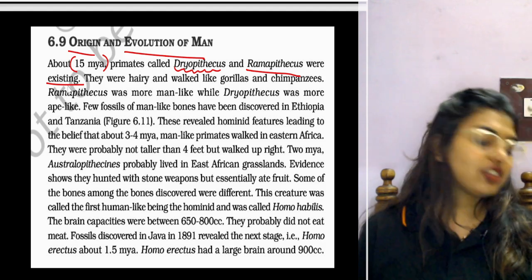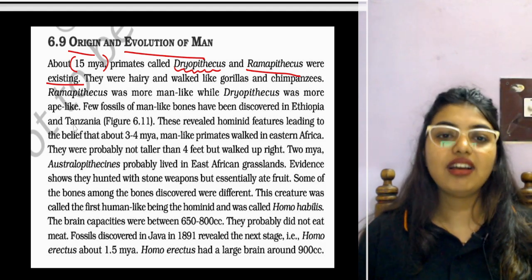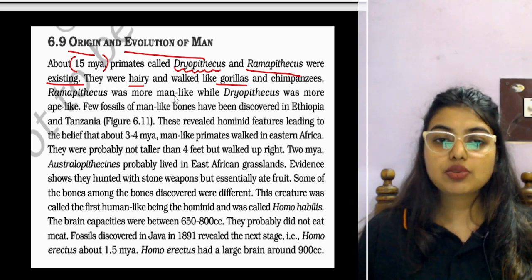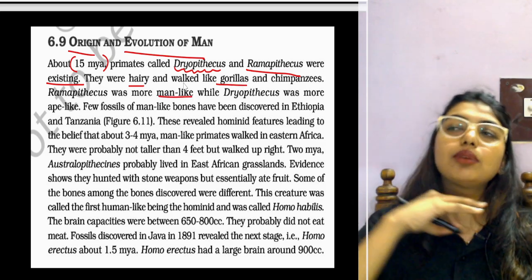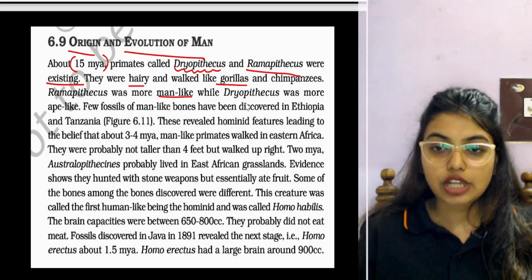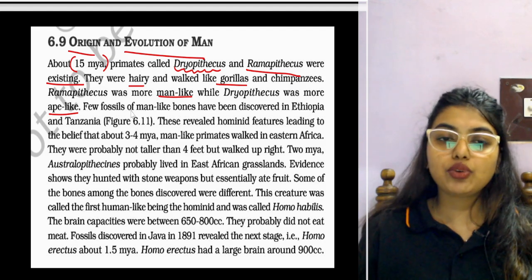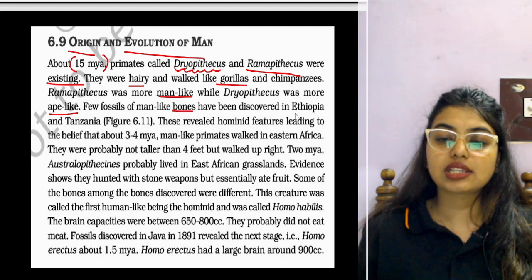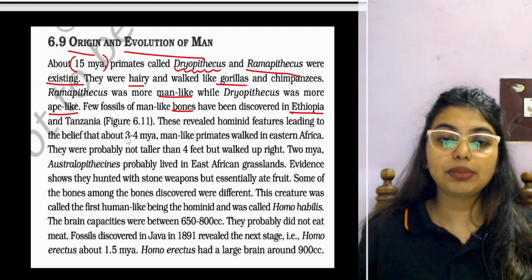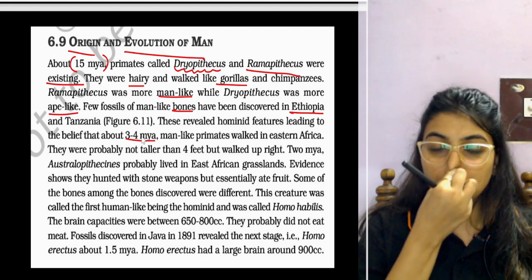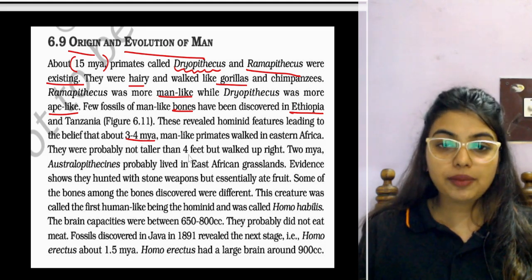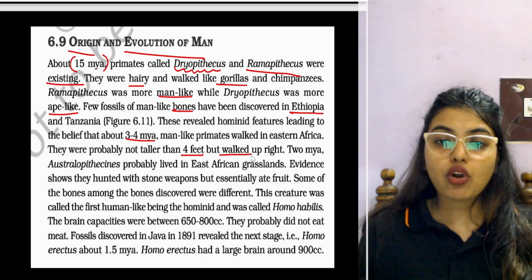This is why we tease and say, oh my god, my ancestor was like a gorilla. They were hairy and used to walk like gorillas and chimpanzees. Ramapithecus was more man-like, while Dryopithecus was more ape-like. Understood? A few fossils of man-like bones have been discovered in Ethiopia and Tanzania. These revealed hominid features, leading to the belief that about 3 to 4 million years ago, man-like primates walked in Eastern Africa. They were probably not taller than 4 feet, but walked upright.